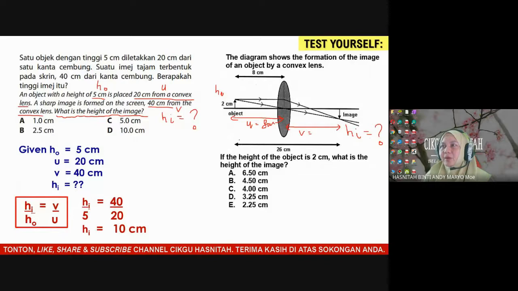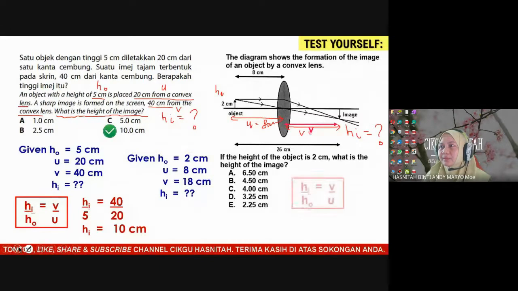The distance from the object to the image is 26. So to find V, 26 minus 8. Yes, so it will give you 26 minus 8, how much? This is V, how to find. So V is 18. 18 centimeter.